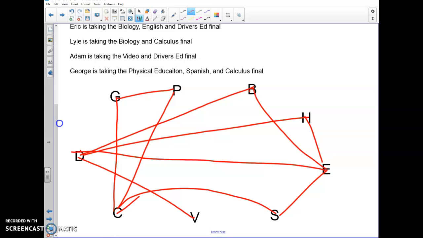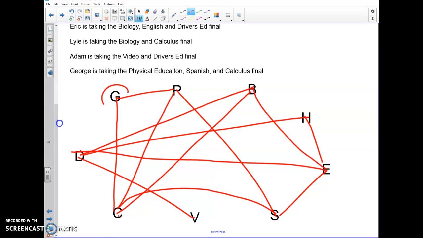Biology and calculus, so we connect those two. Video and driver's ed, we already have them connected. And phys ed and Spanish and calculus. So phys ed goes to Spanish, phys ed already goes to calculus, and calculus has already gone to Spanish.